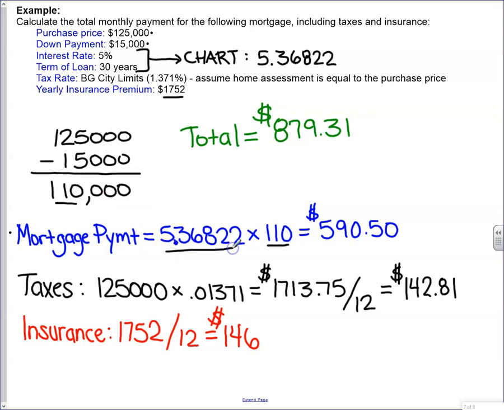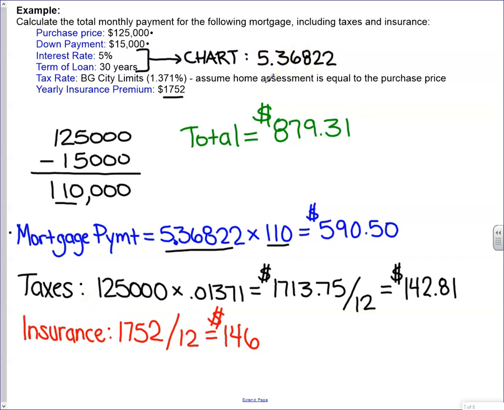This number comes from the chart by looking at 5% for 30 years. We get the 5.36822. And when we multiply those, we get a monthly mortgage payment of $590.50.